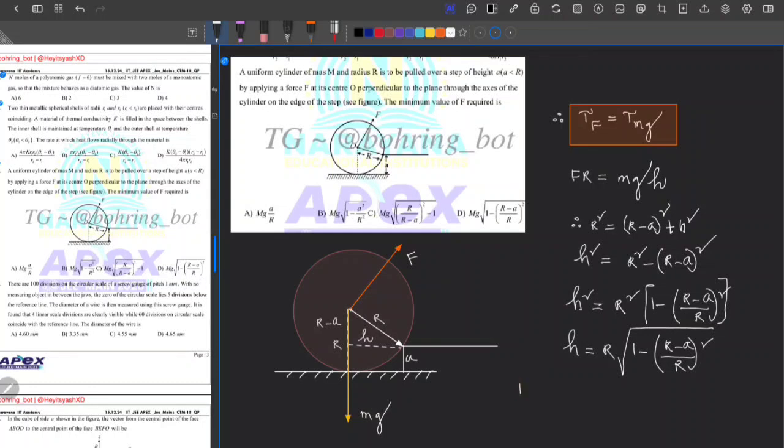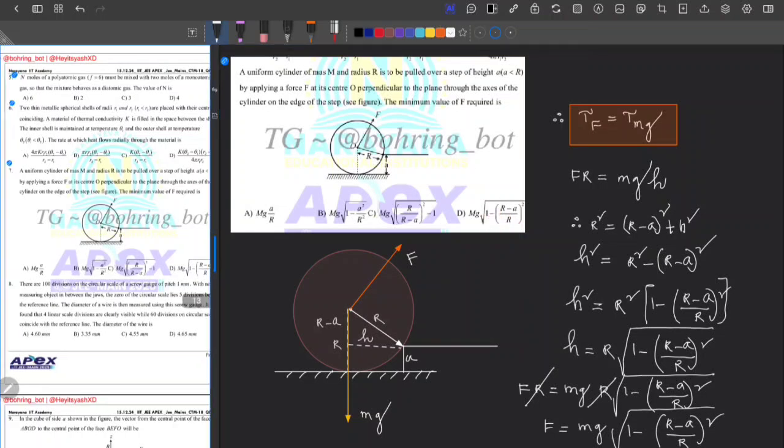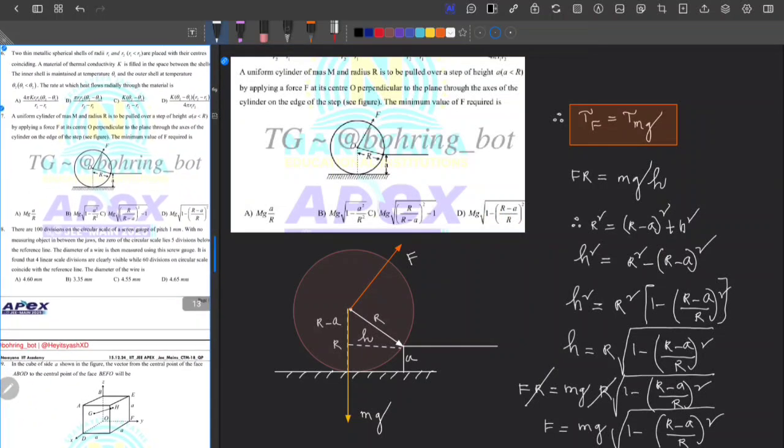If I substitute here, F into R equals m into g into R into the square root of 1 minus R minus a by R whole square. Now this R gets cancelled, therefore F equals mg into the square root of 1 minus R minus a by R whole square. This is how we get the minimum force, F minimum. So that is the answer for question number 7. Now look at question number 8.